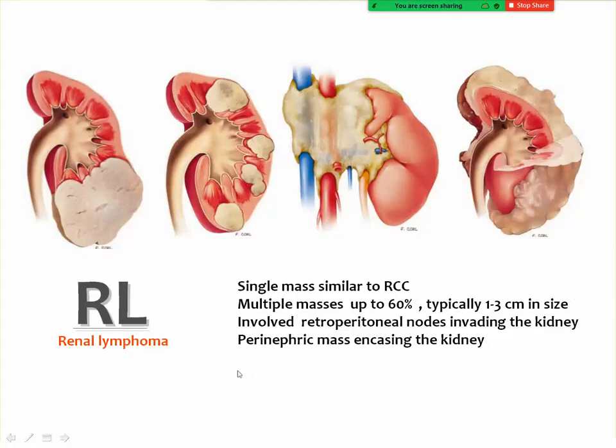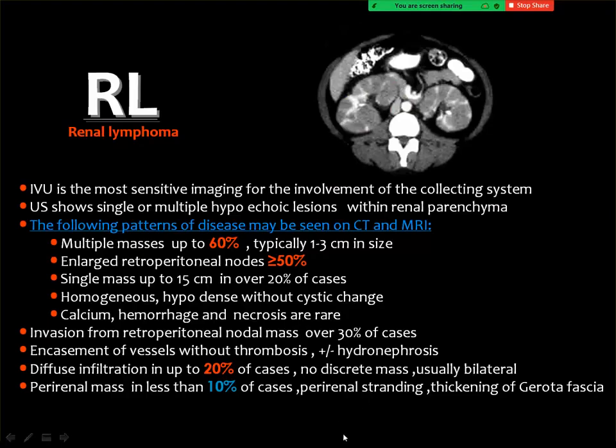There are four appearances for lymphoma in the kidney. Number one, a solid mass which is exactly similar to renal cell carcinoma. Number two, multiple masses, which is the easiest form of lymphoma to be diagnosed, without disturbance of the renal contour. Number three is retroperitoneal nodes invading the kidney. And number four is the perinephric tumor infiltration, and this is known as perirenal lymphoma.